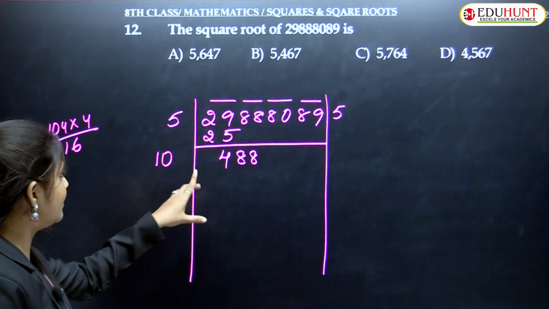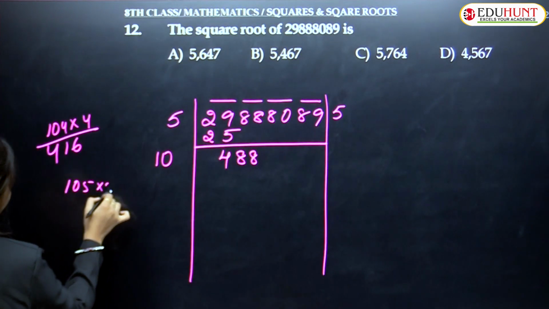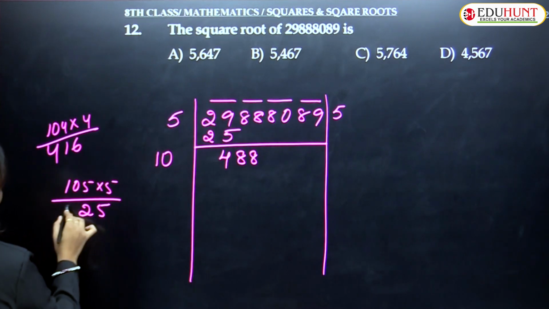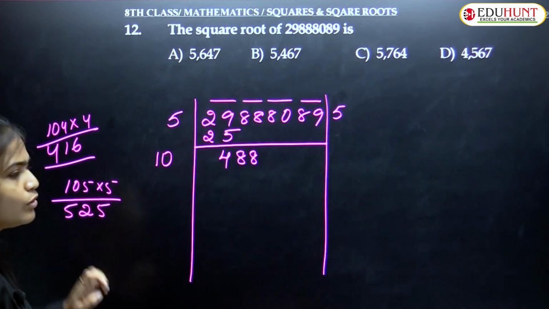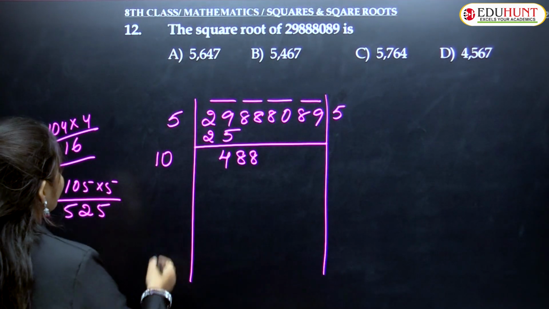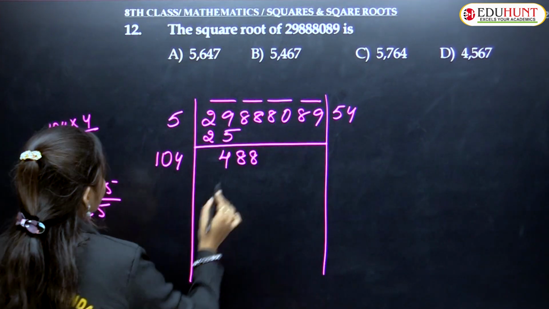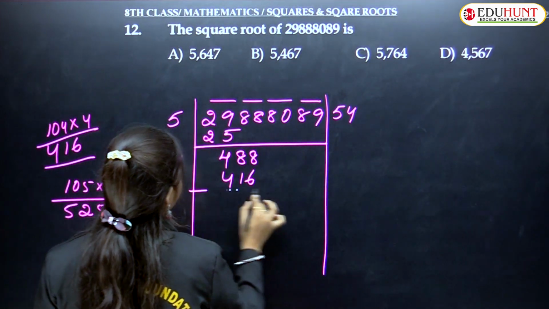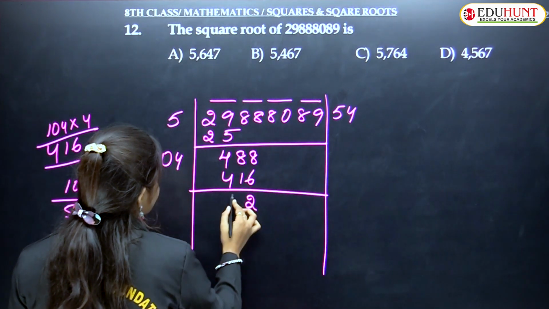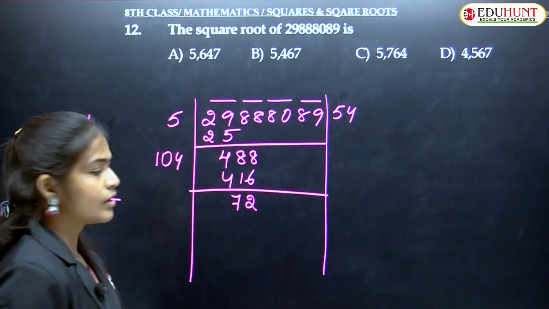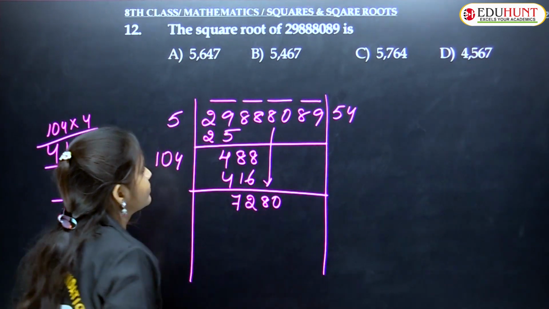Still some other number is possible here, so 105 into 5: 5 5s 25, 5 1s are 5. Not satisfying. So in that case you have to go for 104 into 4, which is equal to 416. Now the remainder: 8 minus 6 is 2, 8 minus 1 is 7, so 72. Next, drop down the next number, that is 80.